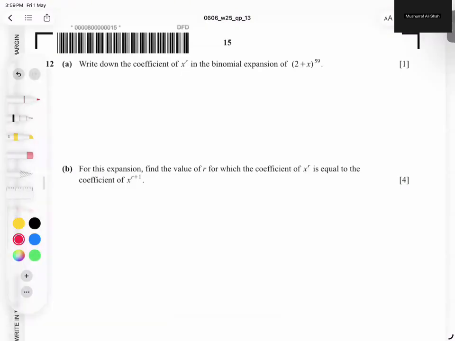Question number 12, students, we have to write down the coefficient of x to power r. So in this expansion, how to do it, students? Formula, we have the general term T(r plus 1) is nCr, a to power n minus r and b to power r. And he is asking for r, okay? So what is the technique, students? N is 59. If you look carefully, n is 59. A value is 2 and B value is x. This is not a problem.